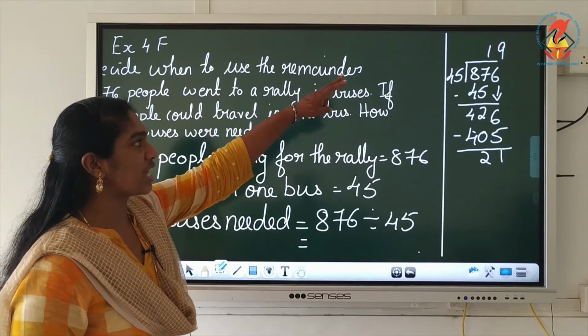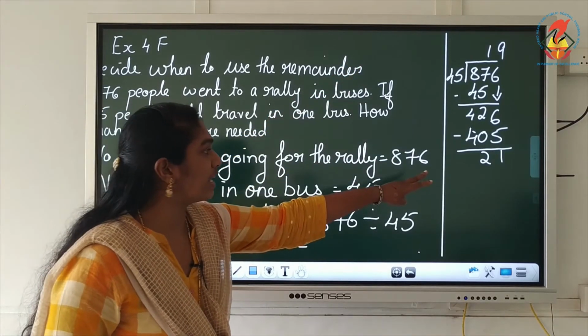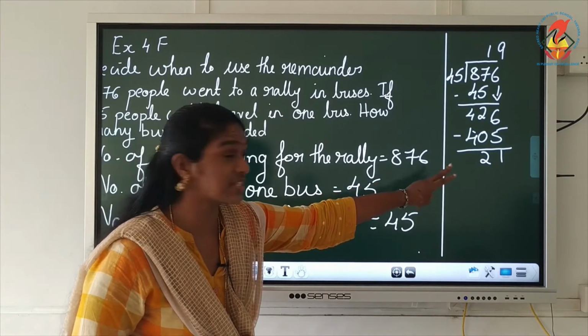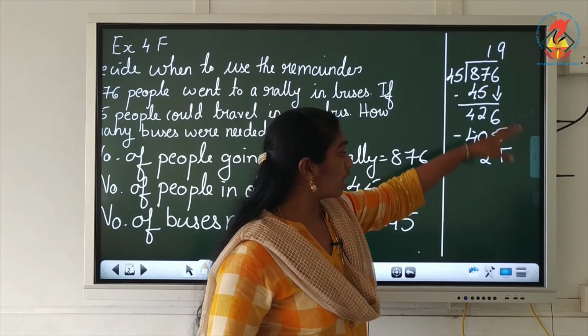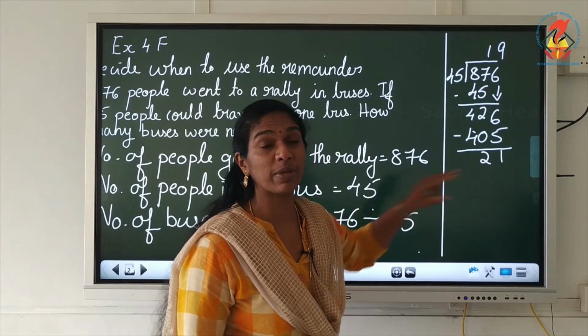So, what is the answer that you have got? 19. And how many people are left over? This is the people, children, because you have divided by taking the number of people. How many people are left over? 21 people are left over.